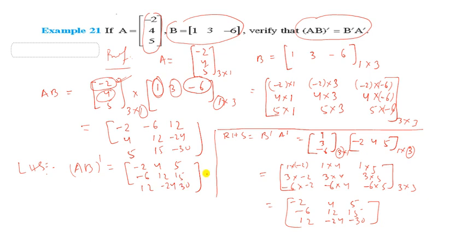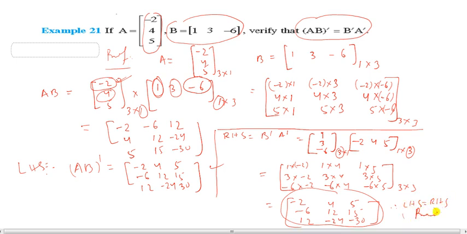Now look at LHS, this is my LHS and this is my RHS. All the elements are identical, hence LHS equal to RHS, and this result is proved. So remember, very important result, that in product the result reverses. (AB)' will become B' multiplied by A', not A' into B'. This is B' into A'.